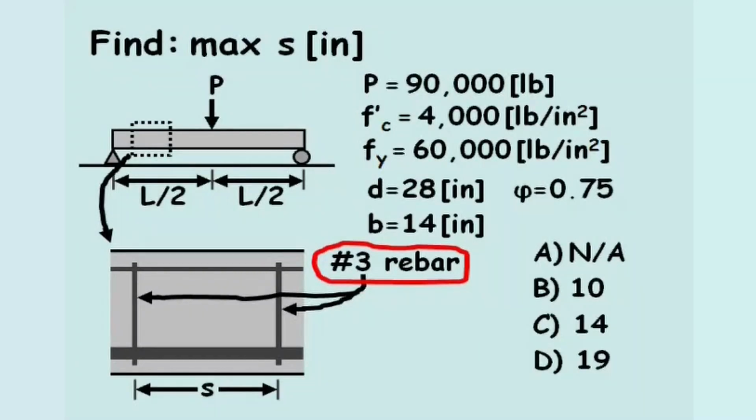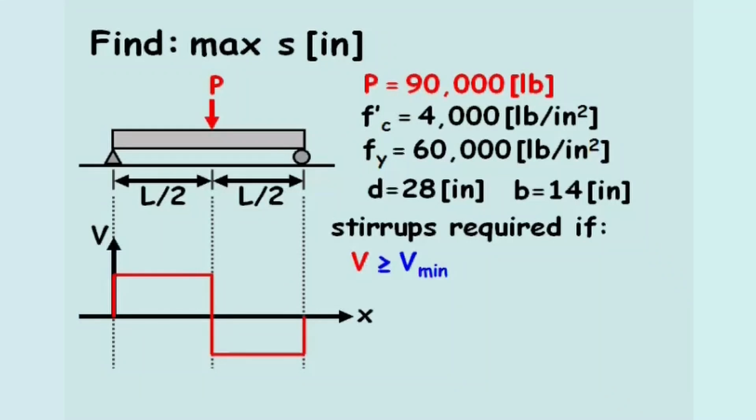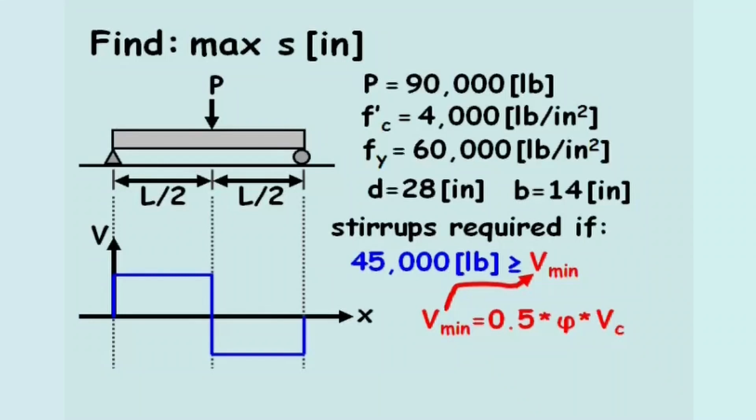When calculating stirrup spacing, the first thing to check is whether or not stirrups are even required. Stirrups are only required if the shear force in the beam exceeds the minimum shear force, Vmin. From the shear force diagram, the maximum absolute shear occurs along the entire length of the beam and equals 45,000 pounds. The minimum shear strength requiring reinforcement equals 1/2 times phi times the shear strength of a purely concrete beam, Vc. The problem statement provides us with phi as 0.75.